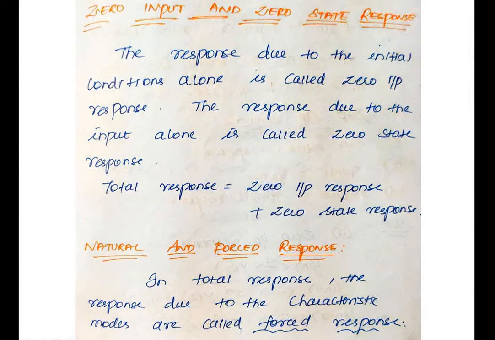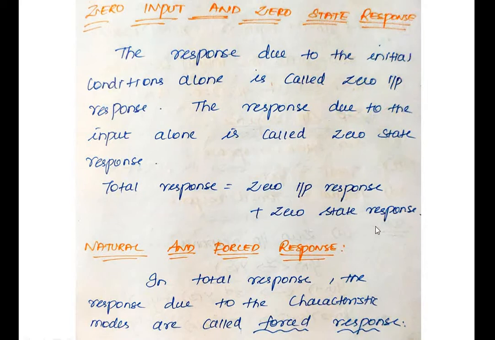So first of all, what is total response? Total response is nothing but zero input response plus zero state response. So what is the zero input response? Zero input response is nothing but the response due to the initial conditions alone. We fix the initial conditions, while the input we fix as 0. So that is called a zero input response.